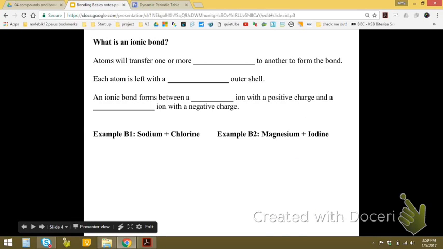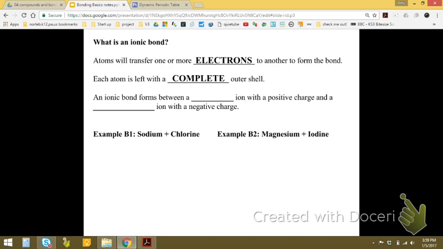So then we move these ions into something called an ionic bond. In an ionic bond, atoms will transfer 1 or more electrons to another to form the bond. Each atom then is left with a complete outer shell. So some are getting rid of electrons to gain that full outer shell, while others are keeping electrons to get that full outer shell. That forms an ionic bond between a metal and a nonmetal.